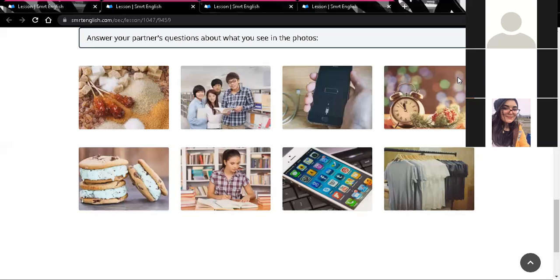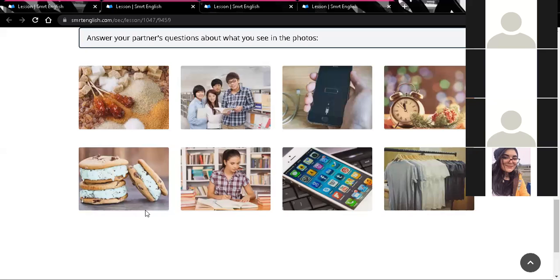Good. Now, let's start over, but Erika, you are going to ask this time Guillermo, okay? And Guillermo, you're gonna answer according to the picture of the cookies. How many cookies are there? There are 3 cookies or a few cookies.